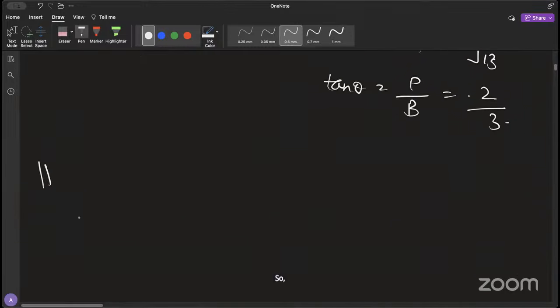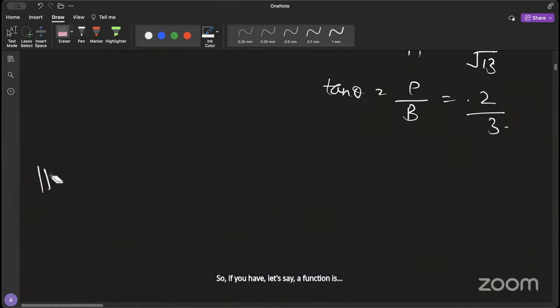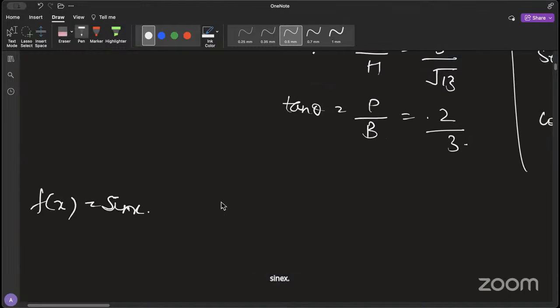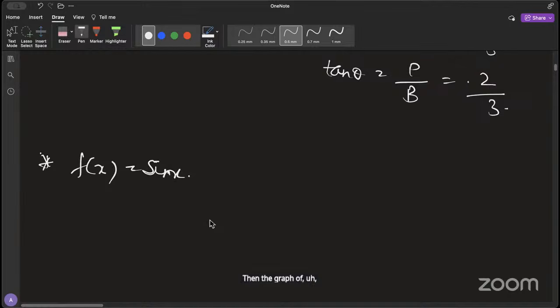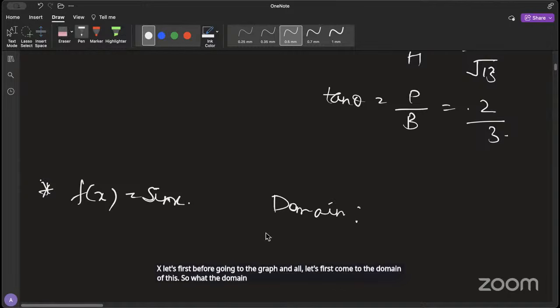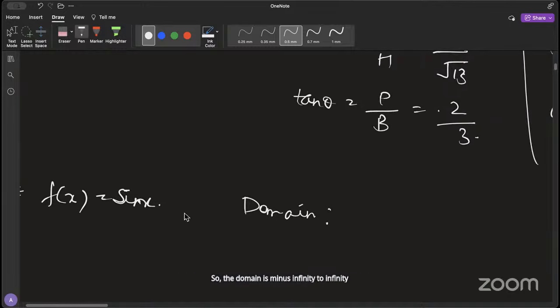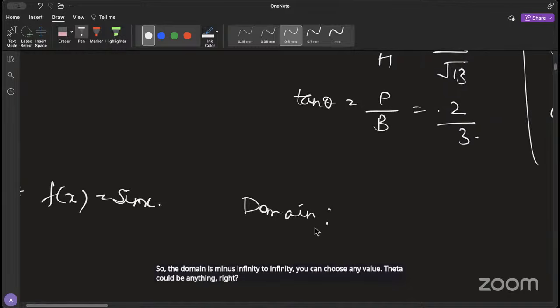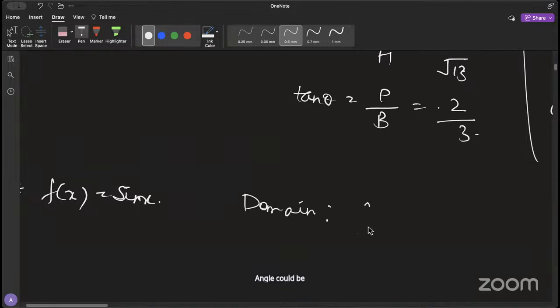So let's say my function is sine x. Before going to the graph and all, let's first come to the domain of this. So what's the domain of the sine theta function? The domain is minus infinity to infinity. You can choose any value here. Theta could be anything, right? Angle could be anything. So the domain here is minus infinity to infinity.